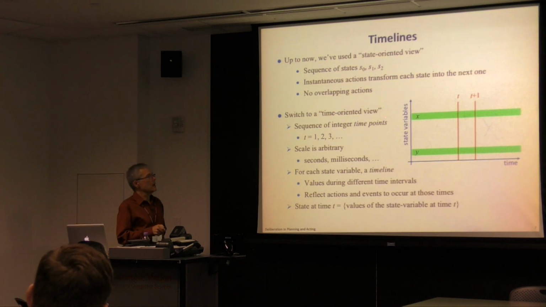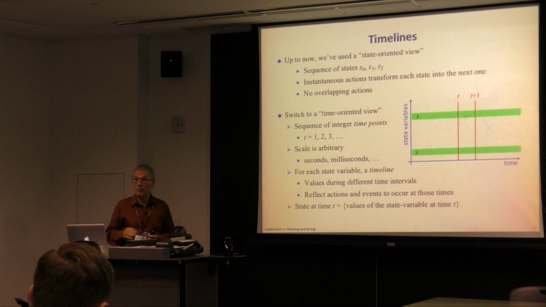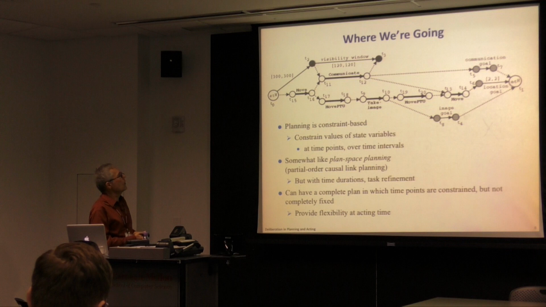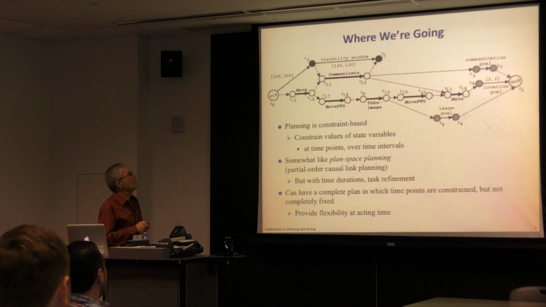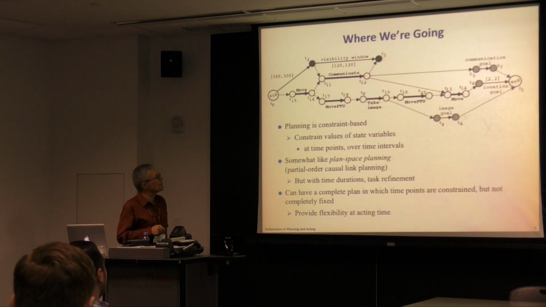Okay? So the orientation of a lot of this is on the timelines, and you can figure out the states from that. All right. So the planning is going to be constraint-based. You have various state variables. You're going to constrain their values at various time points or over various time intervals.